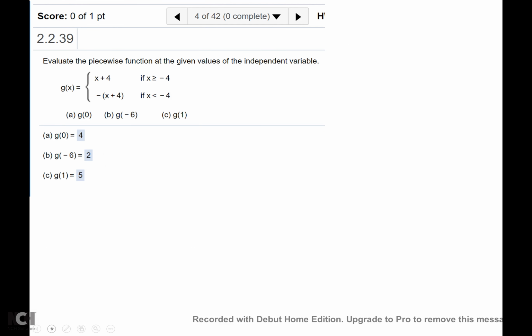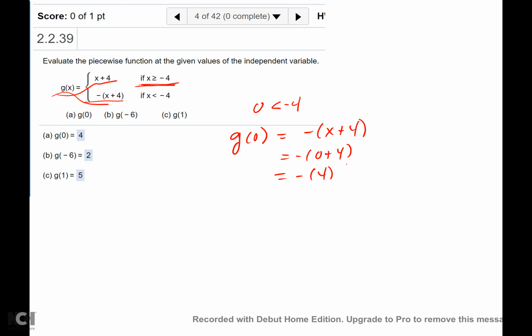All right, it says evaluate the piecewise function at the given values of the independent variable. So this says that they want you to use g of x equals x plus 4. In other words, they want you to add 4 to your x if they give you an x that's greater than or equal to negative 4. If x is less than negative 4, then they want you to use this function. Okay, so for A, they want me to find g of 0. 0 is less than negative 4, so I have to use the bottom function. I'm going to use negative x plus 4. Replace my x with 0. That's going to be a negative 4.